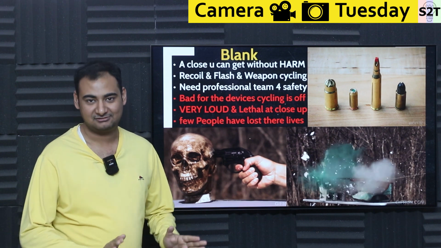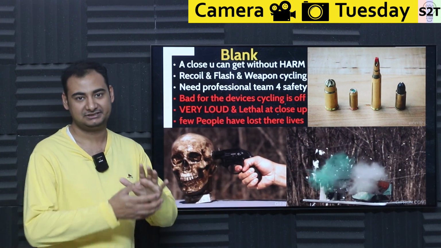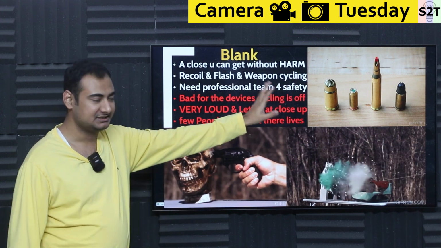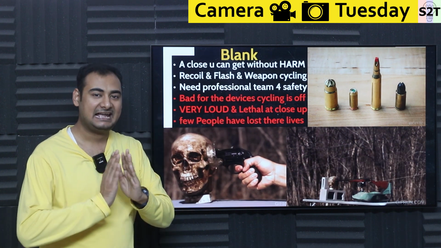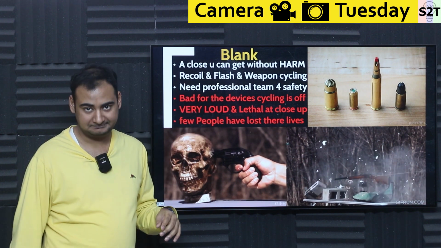So we start with the basic technology, surprisingly old technology, which is blanks. Basically, you have a firearm. Instead of a projectile, you just have the cartridge itself. Basically, powder, primer, casing, that's it. You do not have the projectile. Now, this is as close as you can get to a quote-unquote real system without causing harm.